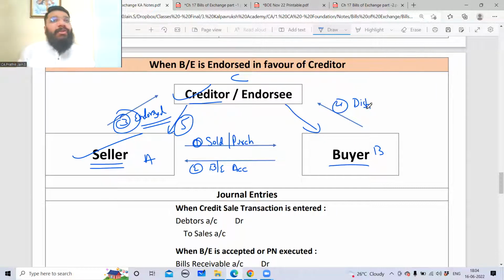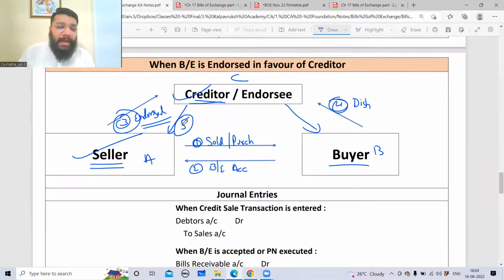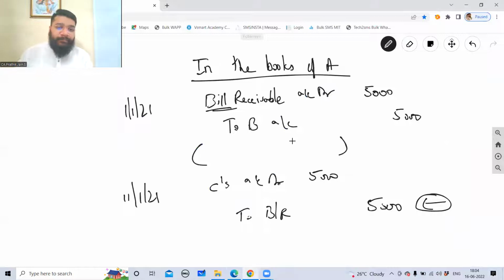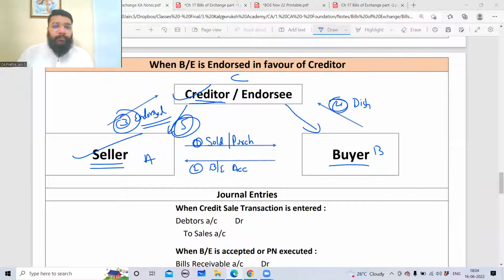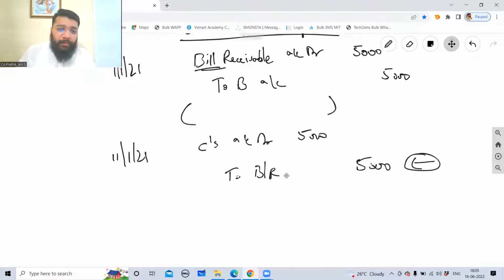So the 4th transaction is the dishonorment entry. This is the fight happening between the creditor and the buyer. After that, the creditor comes to the seller. On the due date, the 4th entry and the 5th entry both are happening. So what is the due date? 1st Jan is the date of issue of the bill plus 3 months. So Jan means Feb, March, April. 1st of April plus 3 grace days is 4th of April. So on 4th of April.